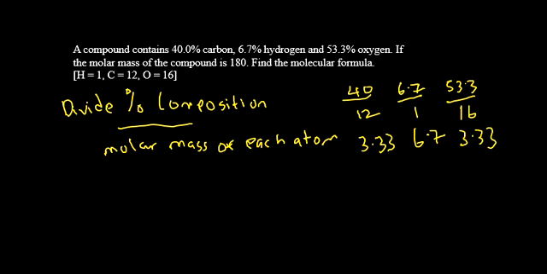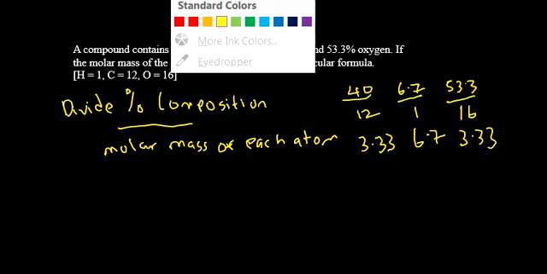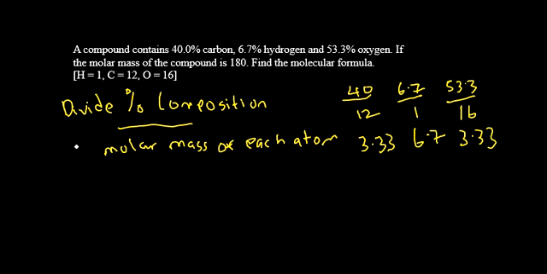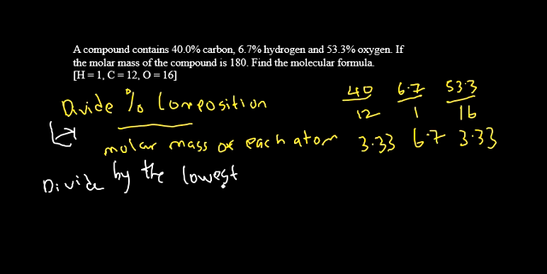Now what is the next thing you do? The next thing you do is that you divide the values you have gotten after performing the first step by the lowest number available.